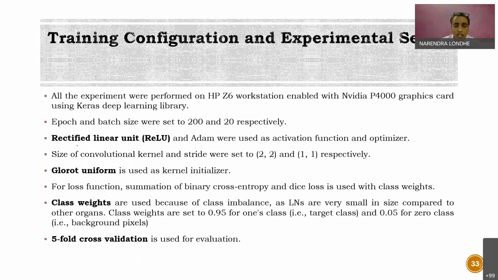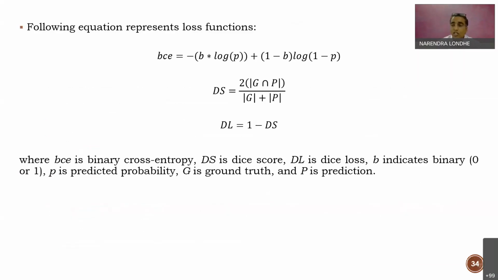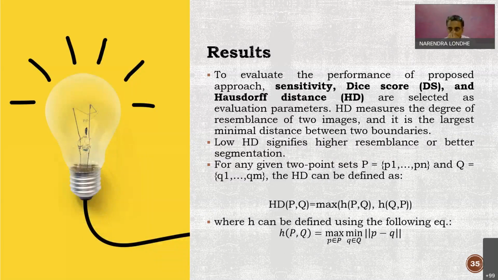We used rectified linear unit, we used Glorot uniform for the kernel initializer, and we used class weights for handling the class imbalance problem. Then we also did 5-fold cross validation for the performance evaluation, right? So this is the loss function that we have used for this experimentation. So what are the results of the automatic segmentation that we performed using this attention unit and the residual unit? The segmentation performance we have measured using sensitivity, Dice score and the Hausdorff distance, HD distance, as we call it.